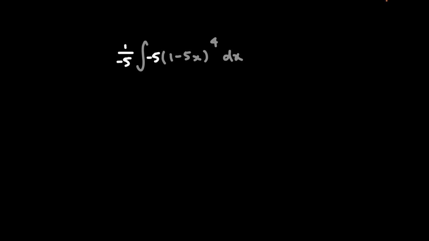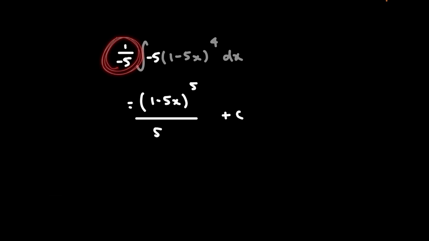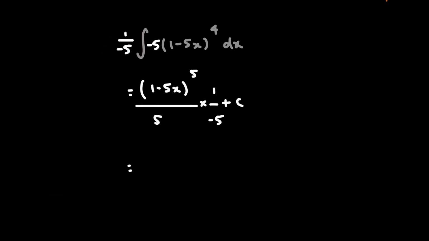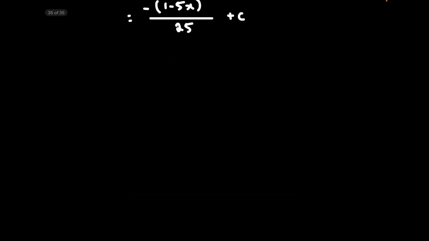But I can't just introduce constants because I feel like it, so I must do 1 divided by negative 5 on the outside. And now to integrate this, the integral simply becomes (1 - 5x) to the power of 5, divided by 5, + c, but remembering, we also introduced this other constant on the outside. So I must multiply by 1 over negative 5. So our final answer becomes negative (1 - 5x) to the power of 5, divided by 25, and always + c.